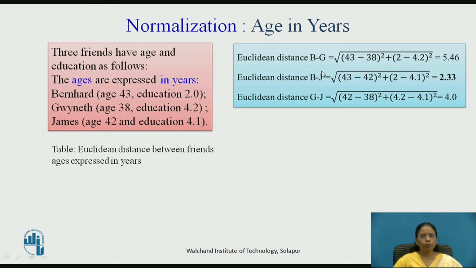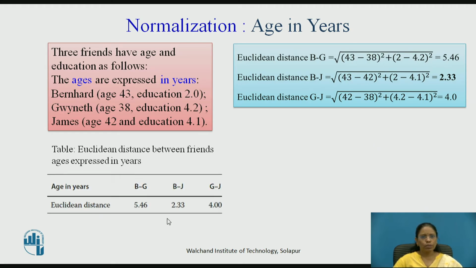The distance between Bernhard and Ganit is, if I take the ages 43 and 38, 43 minus 38 squared, plus if I check the education level, 2 minus 4.2 squared. So the value comes to 5.46. Similarly, we can find the distance between Bernhard and James, B and J, and Ganit and James, that is G and J. So we get these Euclidean distances, which can be put in this table.